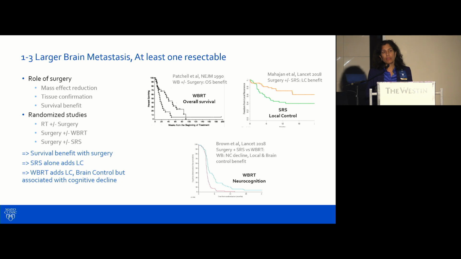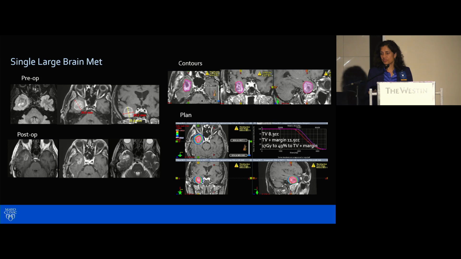Whole brain radiotherapy adds to local control and brain control, but there's cognitive deficits. So these are the type of things that you may want to discuss with the patient about, do you want to live longer or come back for surveillance? We do think you need radiation, and how to sort of generate a plan for individual patients.